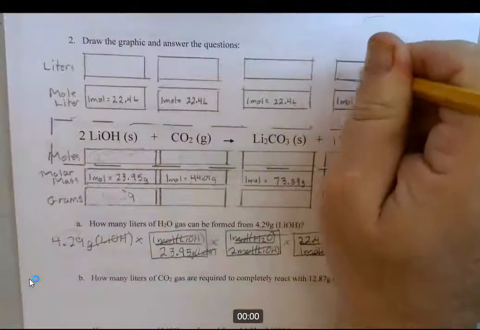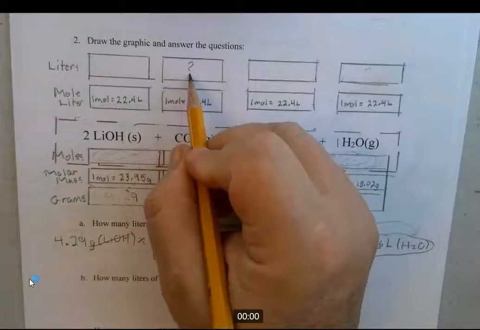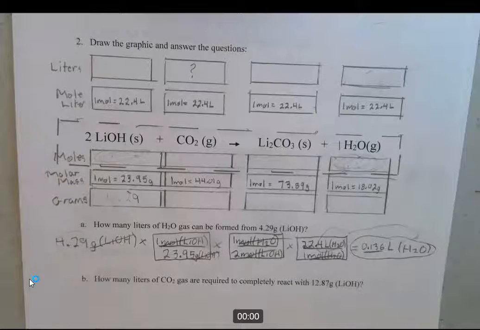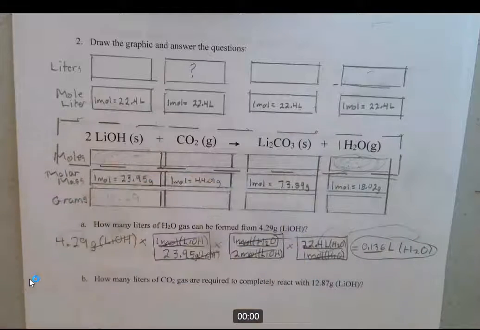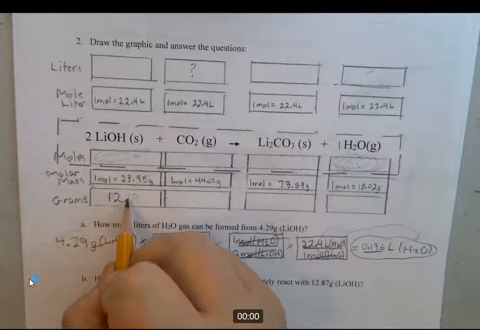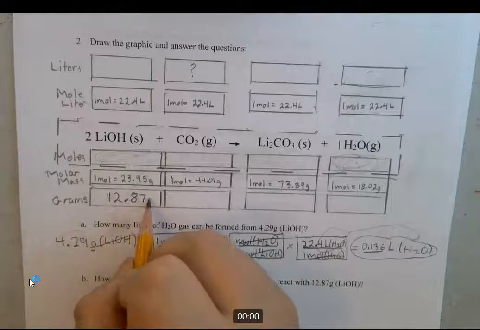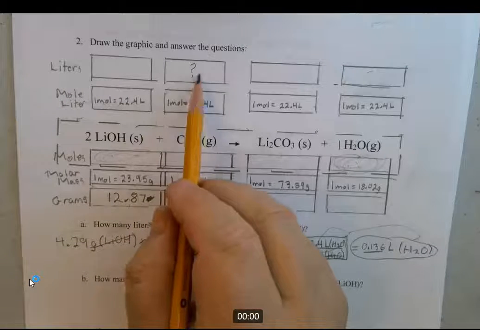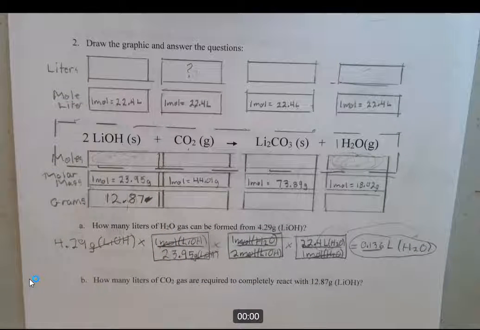And it's asking how many liters of CO2. So up here is liters of CO2 are required to completely react with 12.87 grams of LiOH. In a sense, this is like a limiting reactant problem. So we're down here with 12.87. It's telling you what you need to do in order to use up all of this. I mean, how much of this do you need to use up all of that? Okay, so let's get everything.